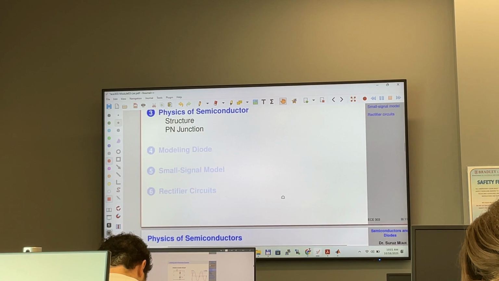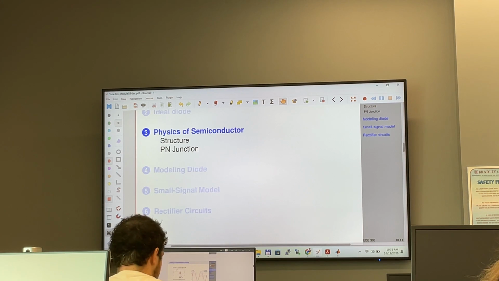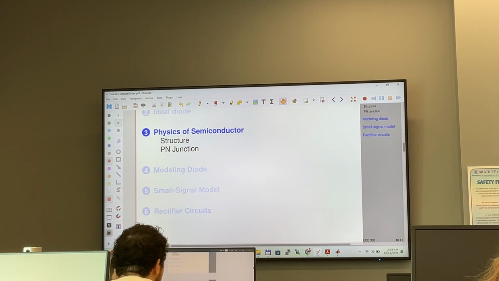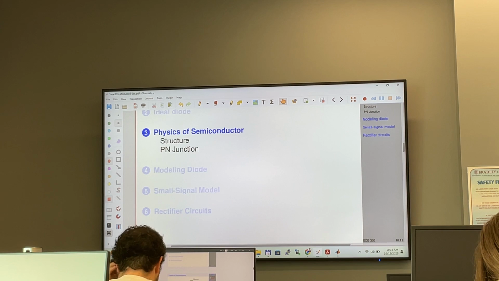Now let's talk a little bit about the construction of a diode. So far, we have considered a diode as a simple piece of wire when the anode voltage is greater than the cathode voltage. When the anode voltage is less than the cathode voltage, we consider it an open circuit. Practically, it is not the case. Let's look at the construction of a diode.